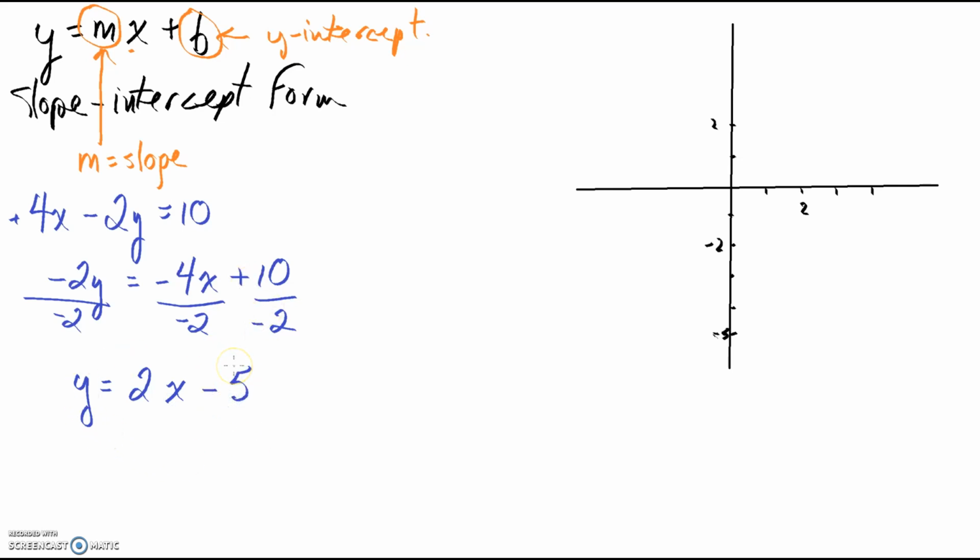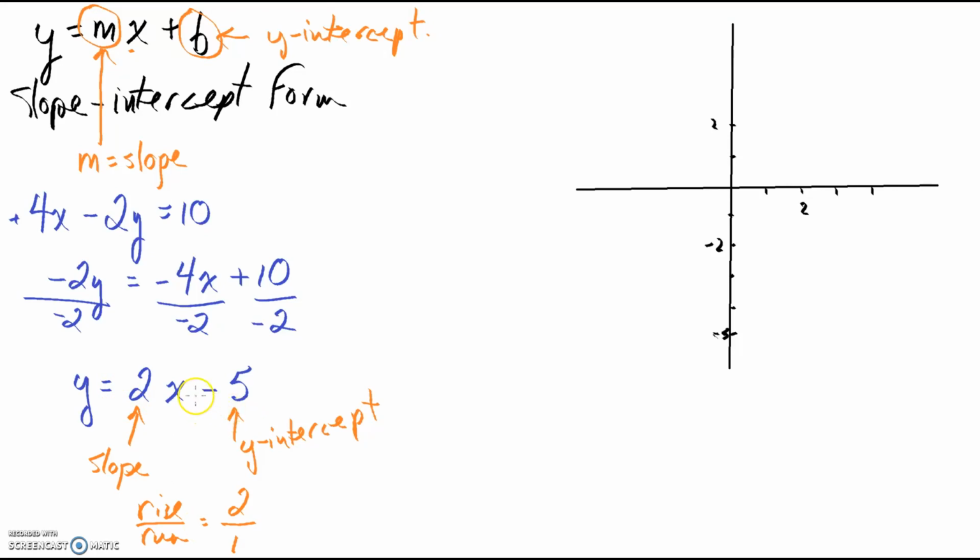This represents the same line that we graphed before with 4x minus 2y equals 10. What we get from this form of the line is that negative 5 is the y-intercept, where it crosses the y-axis, and 2 is the slope. All right, so slope consists of rise over run. This is 2 over 1. Anytime you have an integer as your slope, it's over 1. Let's use that to graph the line.